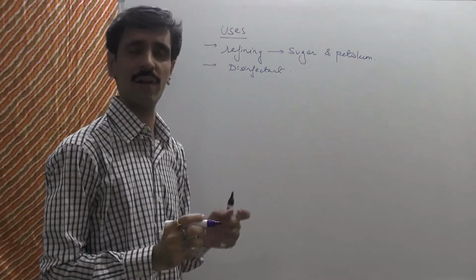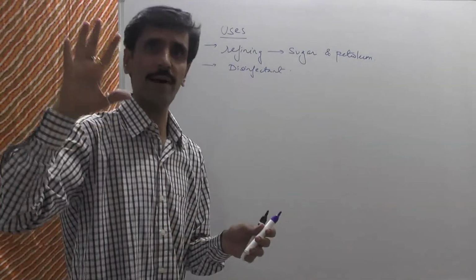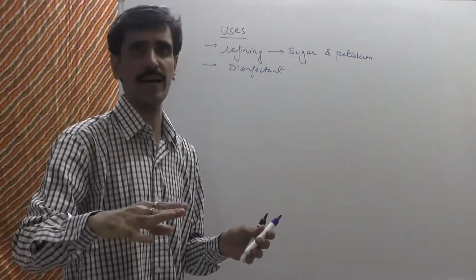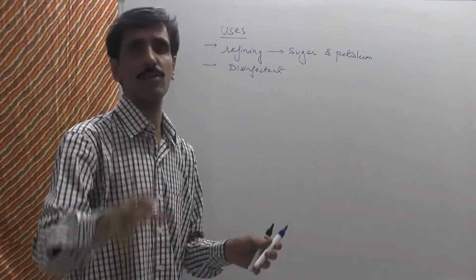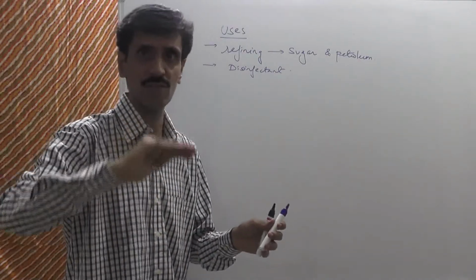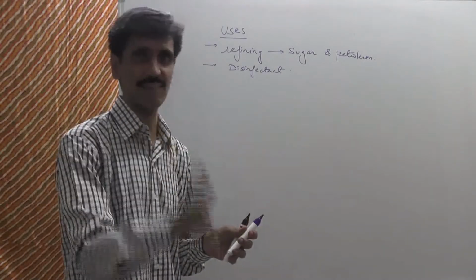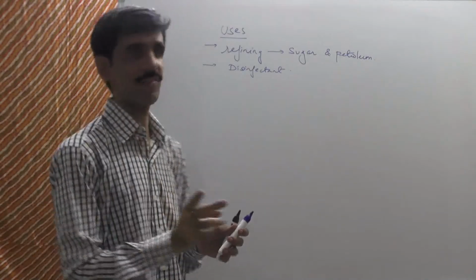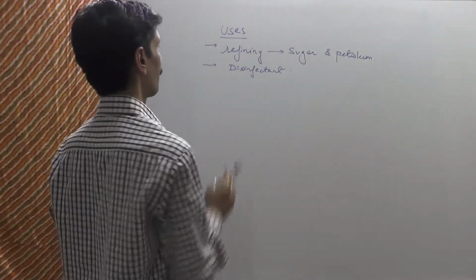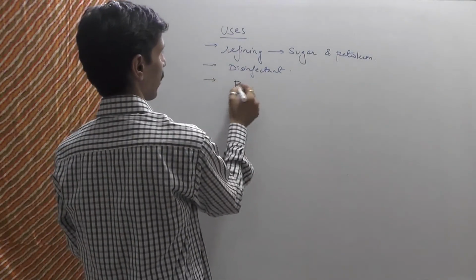Next one is it is used as a disinfectant. ओके, यानी नॉन लिविंग टिश्यूज पे अगर किसी माइक्रो ऑर्गेनिजम्स का ग्रोथ हो रहा है तो उसको मार देता है, या तो उसका जो ग्रोथ है उसको थोड़ा स्टडी कर देता है, स्टॉप कर देता है। So either stops the growth or kills the microorganisms, so that is called as disinfectant. Next one is they are also used as preservatives.